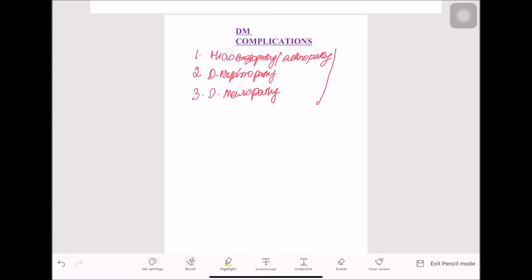So these are microvascular complications. Also we have macrovascular complications, that is peripheral arterial disease. When the patient has peripheral arterial disease, there is a non-healing wound, which can lead to complications. And coronary artery disease, where the patient will have myocardial infarction, stable angina, and recurrent infection.